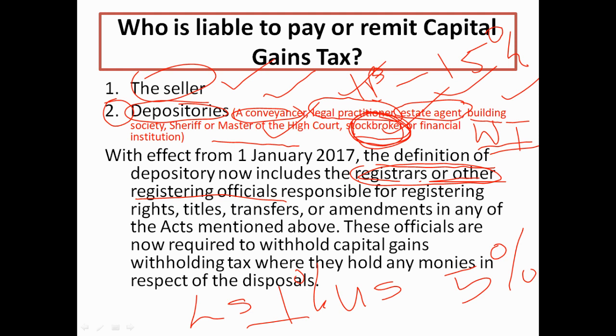These officials are now required to withhold capital gains withholding tax where they hold any monies in respect of the disposal. So these depositaries can only withhold tax when money has passed through their hands. That's when they can withhold. You can't withhold something that you don't have. You can only withhold something that you have. Okay, I think that one is clear.